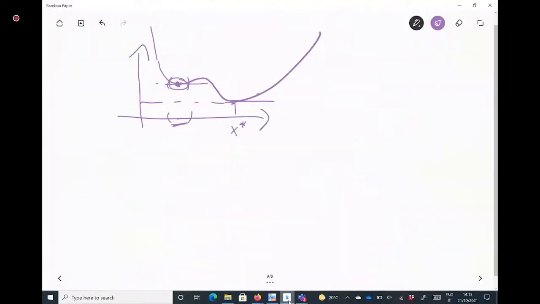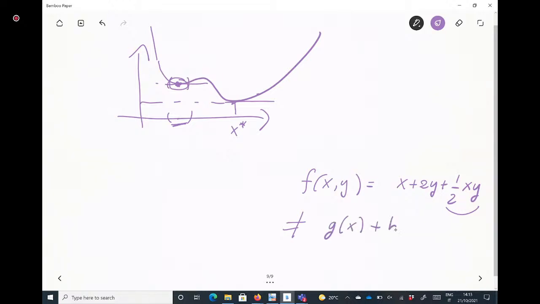For instance, this one, f of x, y equal to x plus 2y plus 1/2 xy is not additively separable. It is very simple, but it is not additively separable in the 2 variables. There is a term in which we have a product, so you cannot write this as something which is g of x plus h of y.